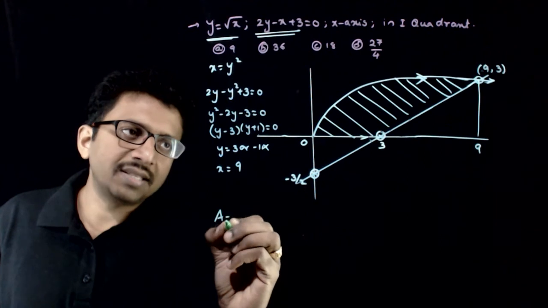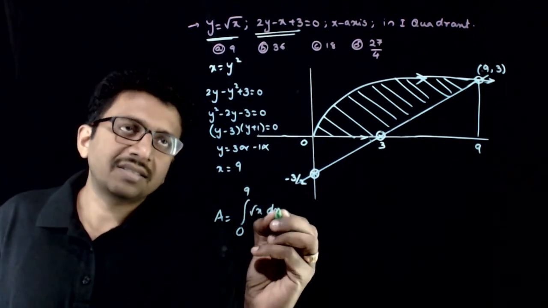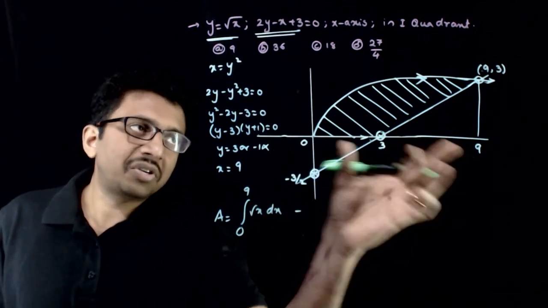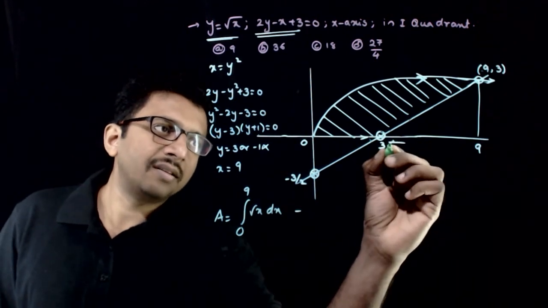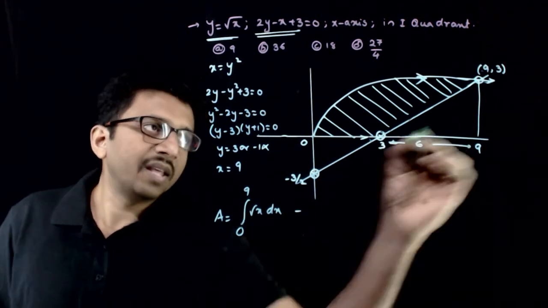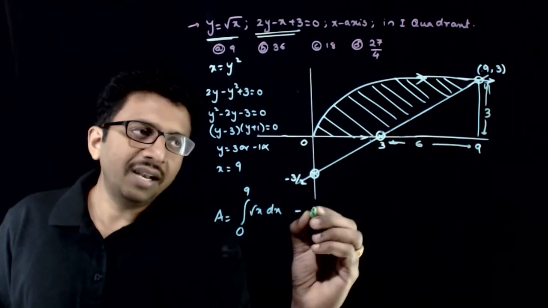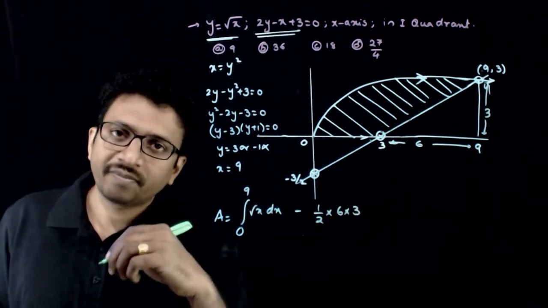So the required area is nothing but the integration from 0 to 9 of root x dx, which gives the complete area, minus this triangular area. What is this triangular area? From 3 to 9, the base is 6 and the height is 3. So what is the area of the triangle? Half times 6 times 3.